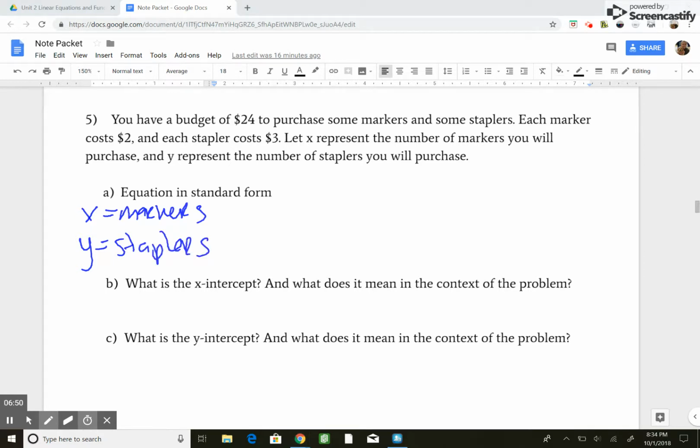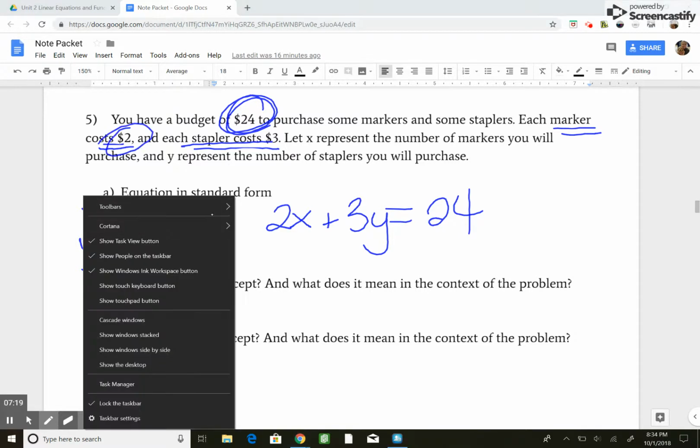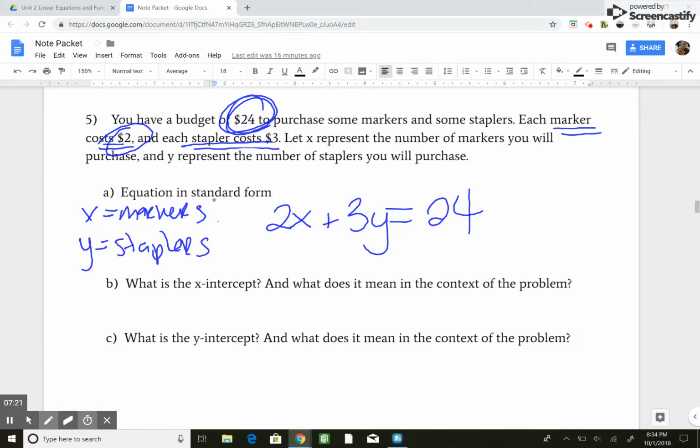So then let's figure out what number goes with what. So it says markers cost $2. So I have $2 per marker, and markers are X. And then the stapler costs $3. So then I have $3 per stapler. My stapler is my Y. And when I buy the markers and the staplers, it has to total $24. So markers, $2 goes with X. Staplers, $3 goes with my Y.